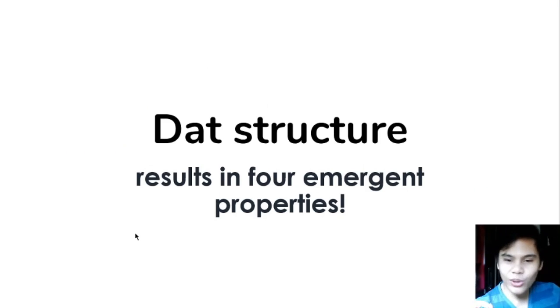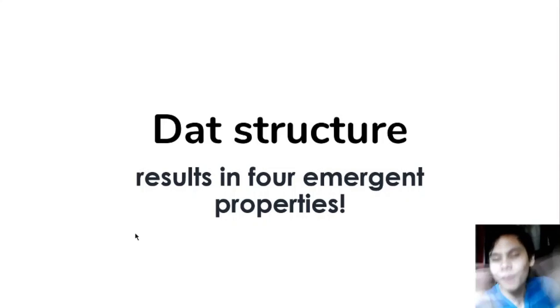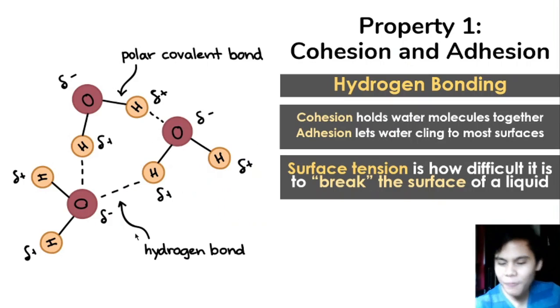So that structure results in 4 emergent properties. Emergent properties are a thing that happens in life. It's a unifying theme of life. The more complicated something gets, the more properties emerge. So these are the properties that emerge at the level of the molecule in water.